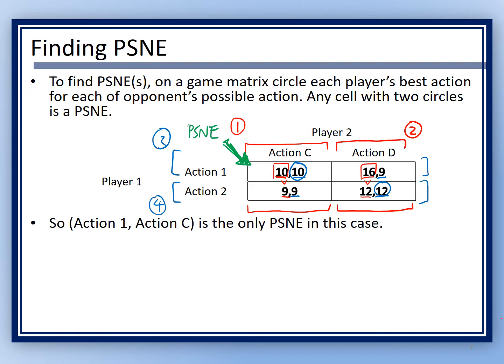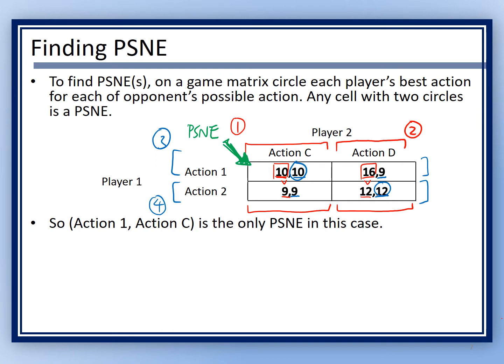What about player 2? Is player 2 going to switch from action C to action D? Well, if he does that, then he's reducing his payoff from 10 to 9. So he's not going to do that. So this is actually stable. I take action 1, you take action C, no one wants to change. Stable. But is it efficient?